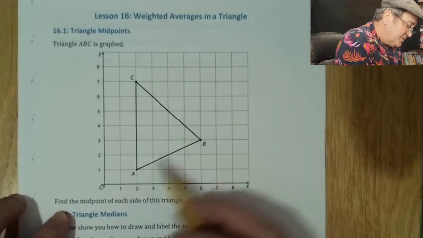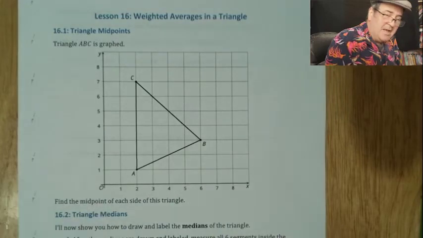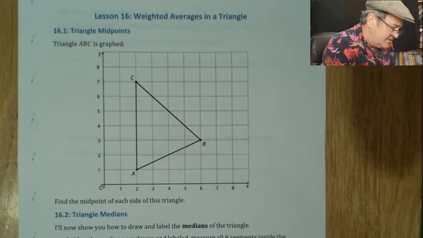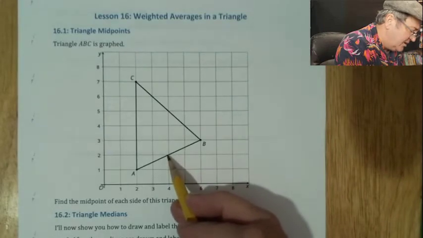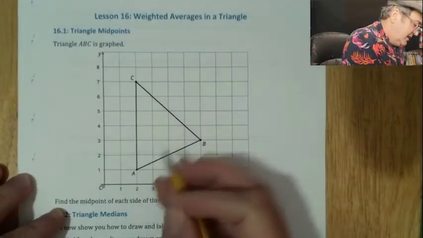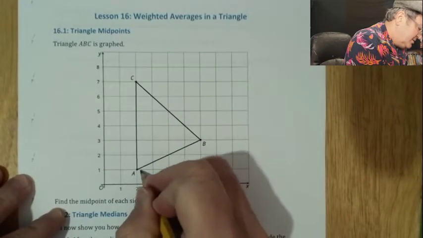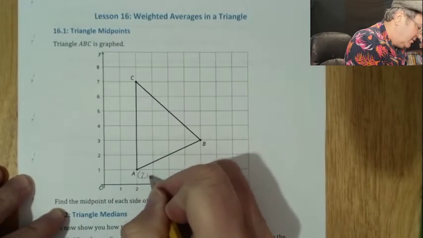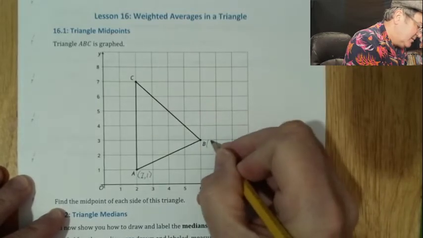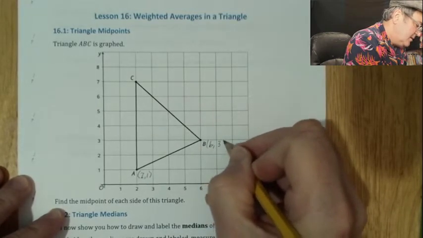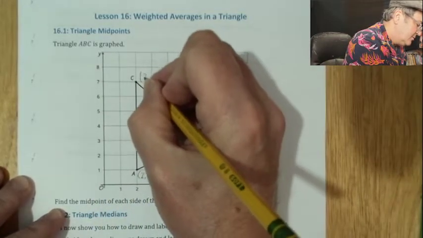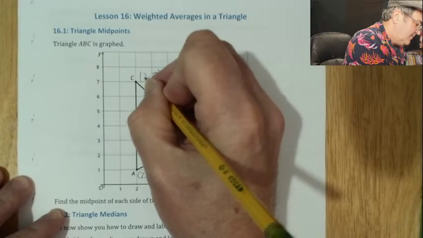Well, this one's pretty simple. We can kind of do that visually, but I want to walk through how to do it in case you have a triangle that's not laid out so nicely. This one looks like it goes to a point in the middle, but that's not always the case. So let's find the points. A is (2, 1), B is (6, 3), and C is (2, 7). We've got all of our points.